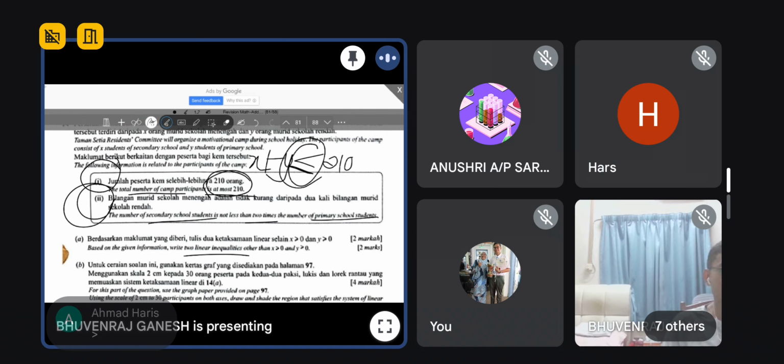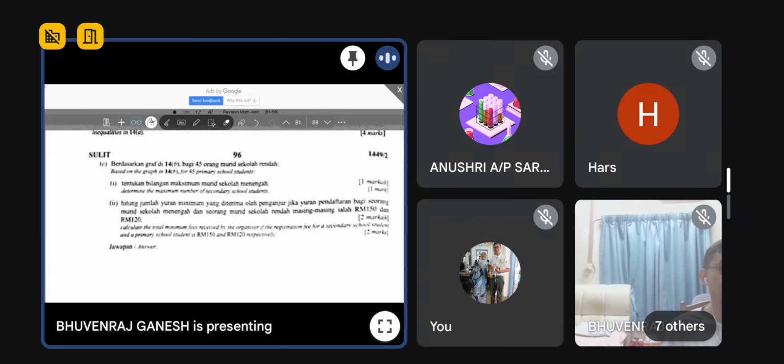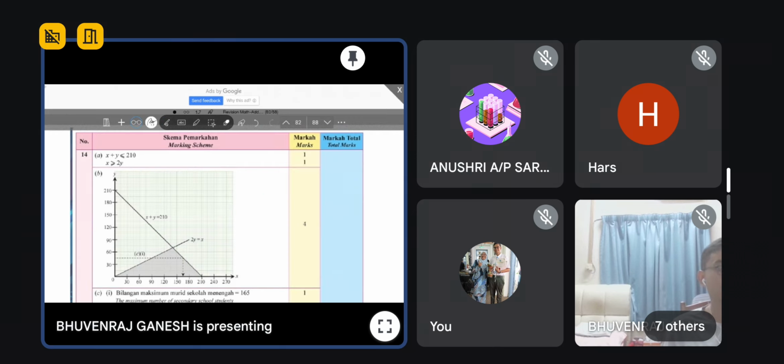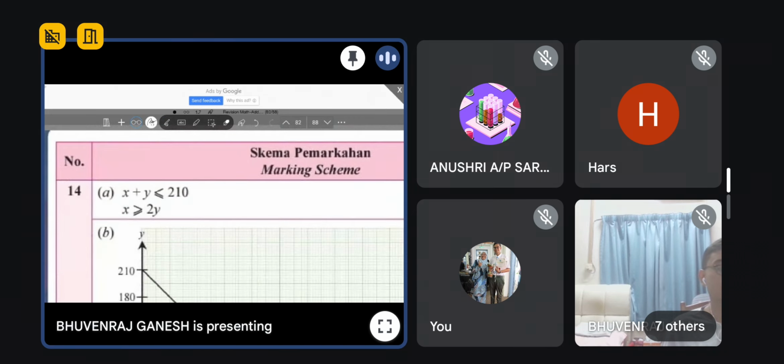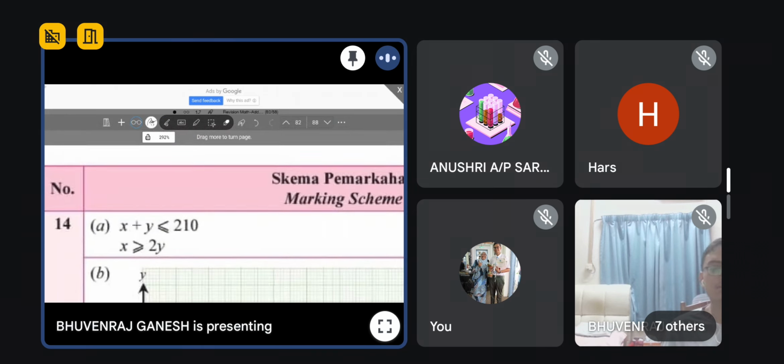What will be the answer? Okay, the answer will be x greater than or equal to 2y. Not less than means greater than or equal to. Lebih besar atau sama dengan. Okay guys, you must remember that also. So the answer is like this. Okay, so 2 inequality, 2 marks.